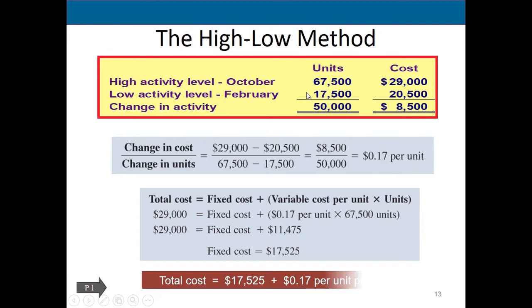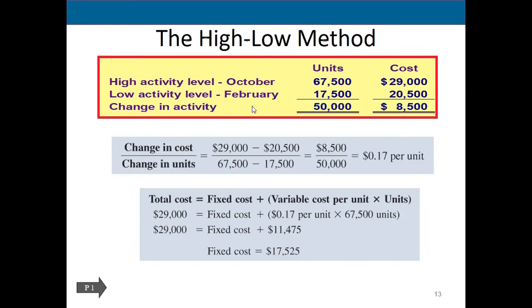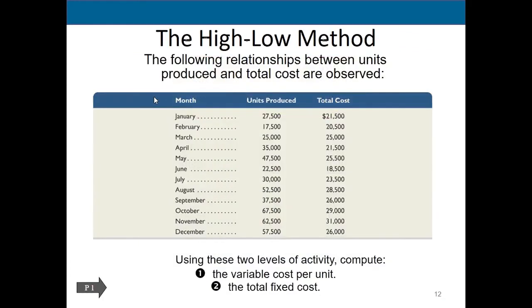Let's look at what it says. It says that our high activity level is in October and our low activity level is in February. Let's look back at that graph and see if that's right. So here it is. In October, that seems like the highest number. In February, it certainly looks like the lowest number. So we're finding our high, we're finding our low, and then we're going to compare cost at those two points, at the high and the low.